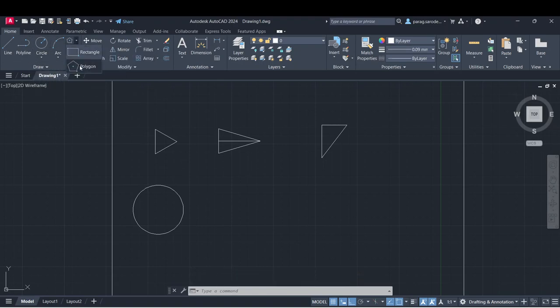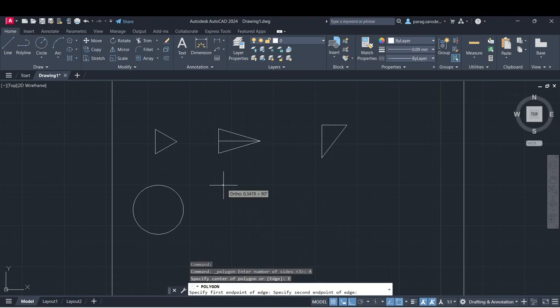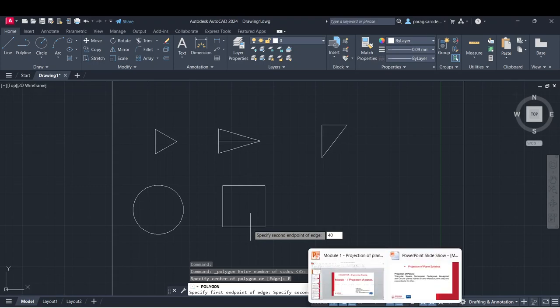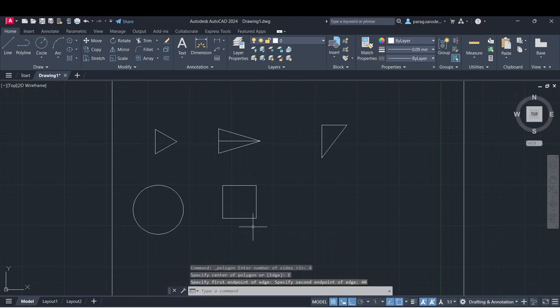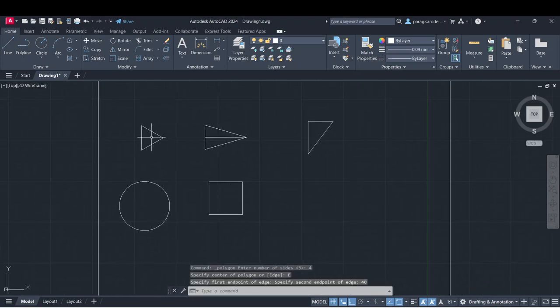How do we draw the pentagon? Because many times the pentagon question may be asked in the exam, and the square also. So we will first proceed with the square. The number of sides the square will have is 4. Enter. Then instead of selecting the center of polygon, we will select edge, right? Then we will click on that particular edge, and we will type, suppose, 40. Once we have decided where we want to put the square on the screen, enter. In this way, the square of side 40 is created.